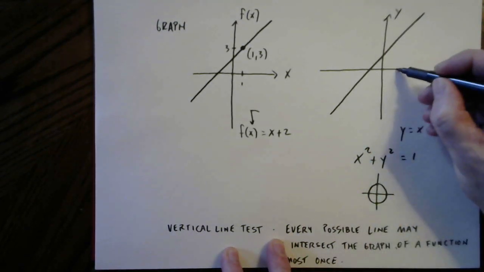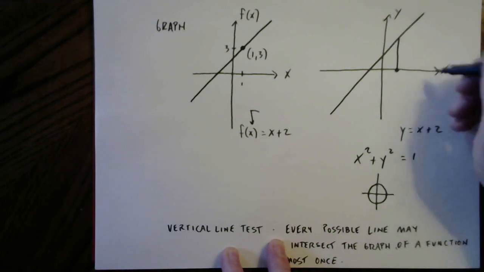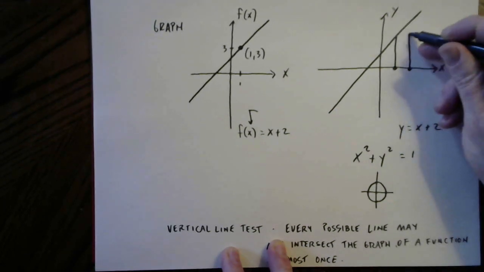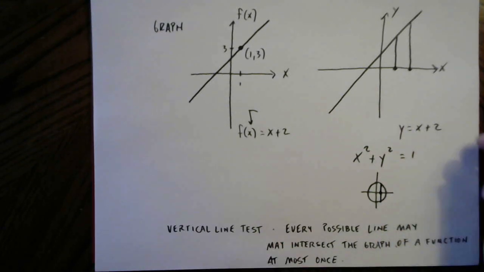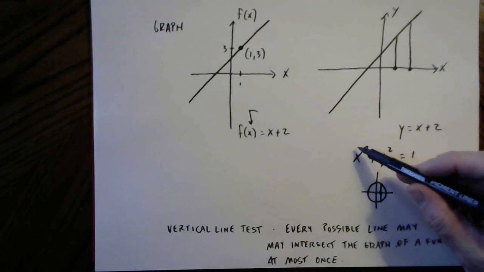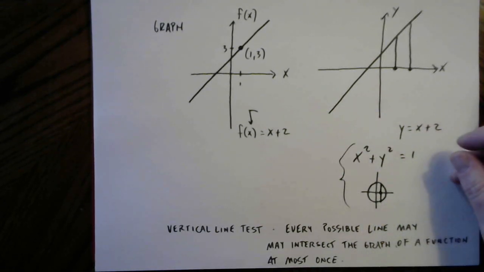And that goes back to the definition. Up here, every input is going to one output. Every input is going to one output. Down here, I got this input, it's going to 2 outputs. No good. And again, this would be formally called a relation, but not a function.